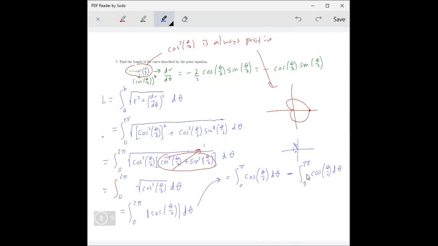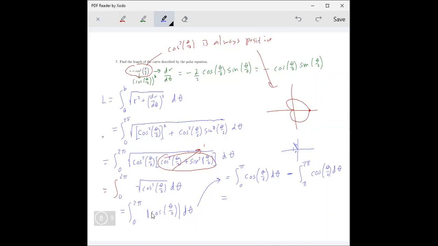Because when we put values in here that are between pi and 2 pi, cosine is negative. This will be a negative number, so I put this negative here to force it to be the absolute value. It forces it to be positive. Okay, and so this is going to be the answer.